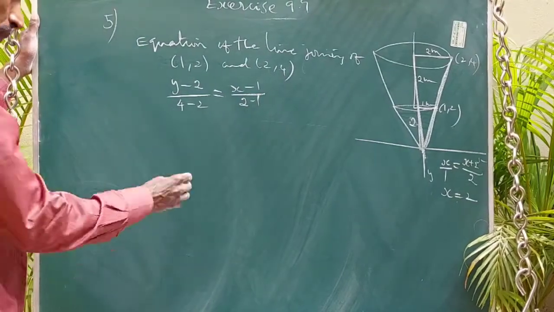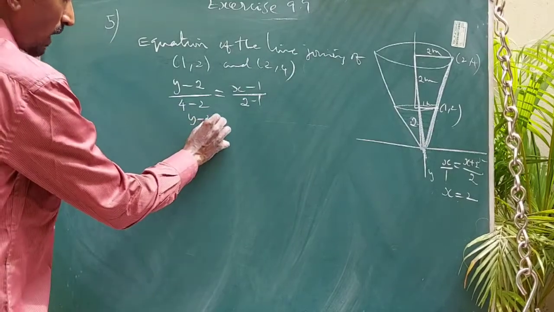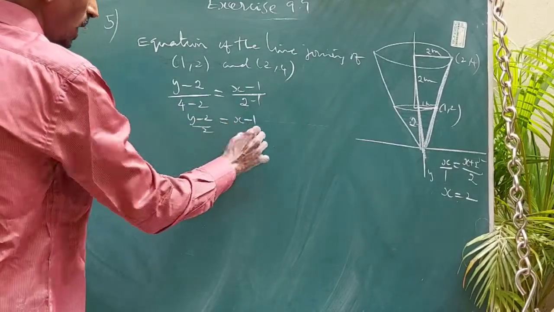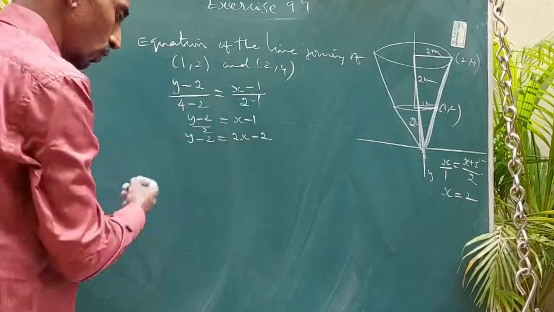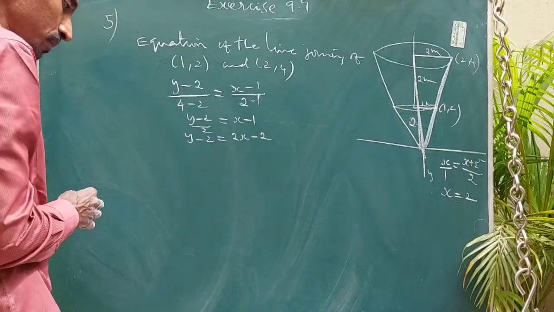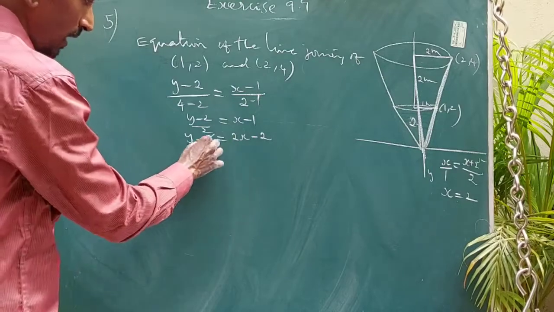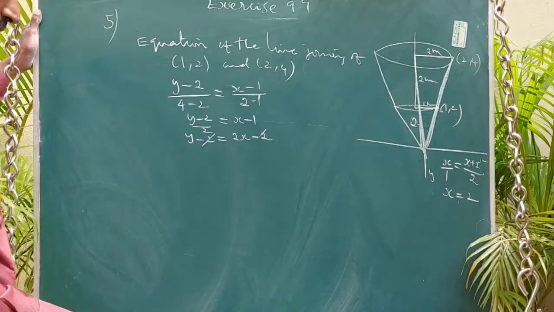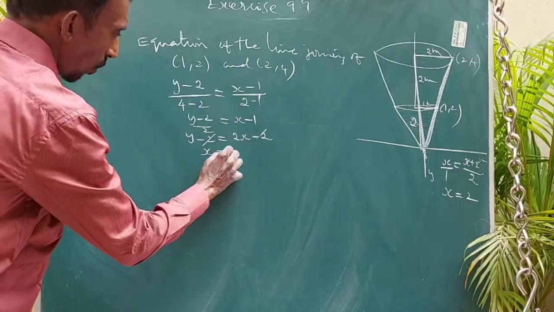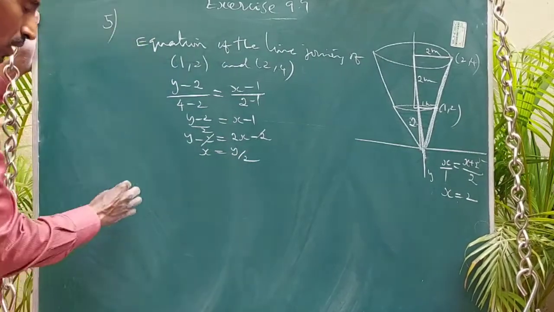If you apply that, what do we get? (y minus 2) by 2 equal to x minus 1. So y minus 2 equal to 2x minus 2. So 2 minus 2 cancel. So y equal to 2x, or x equal to y by 2.